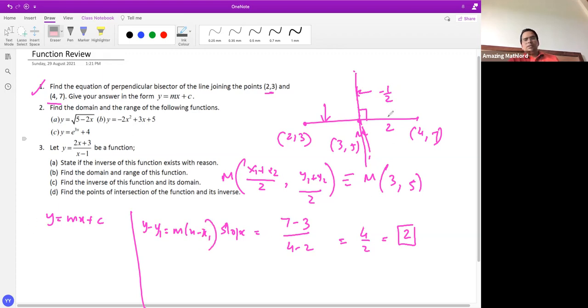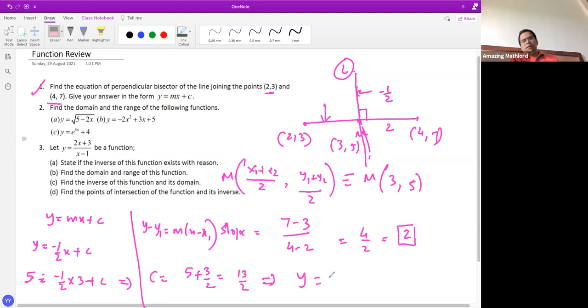So now since we know the slope is negative half, y equals negative half x plus c. Now the bisector passes through 3, 5. So 5 is negative half times 3 plus c. So this gives us c equals 5 plus 3 by 2. So 5 twos are 10 plus 3, 13 over 2. So the equation is y equals negative half x plus 13 over 2. So this is the general solution of the first question.